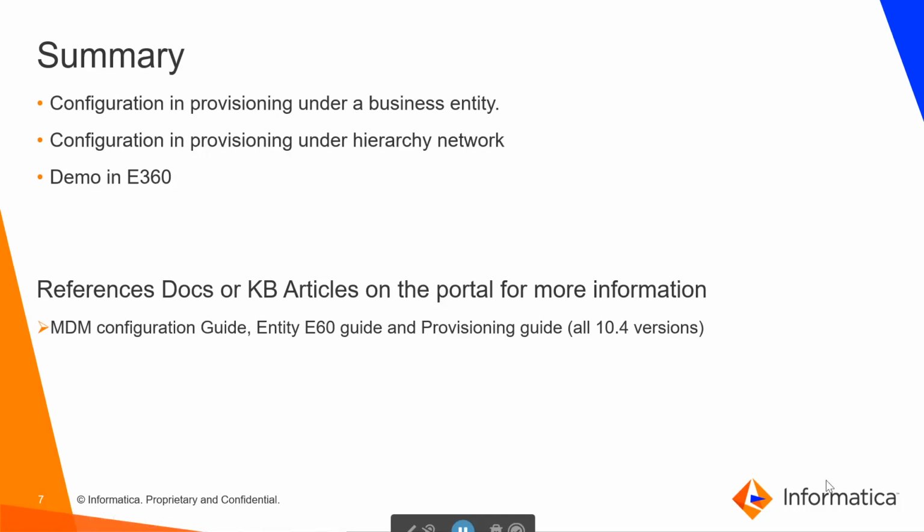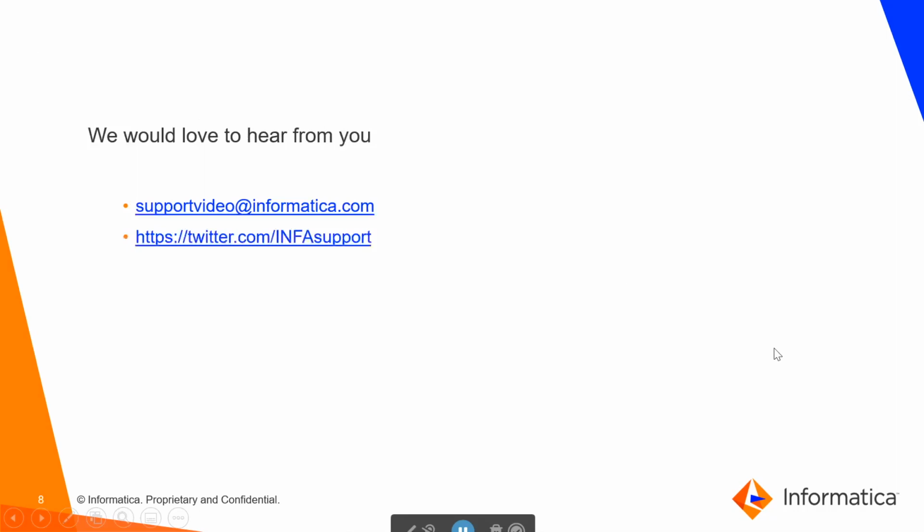Now the summary: configuration in the provisioning tool under the business entity section and under hierarchy and network, and the demo in E360. For more information, see the reference docs or KB articles on the portal. You can refer to the MDM Configuration 360 guide and the Provisioning guide for all versions.